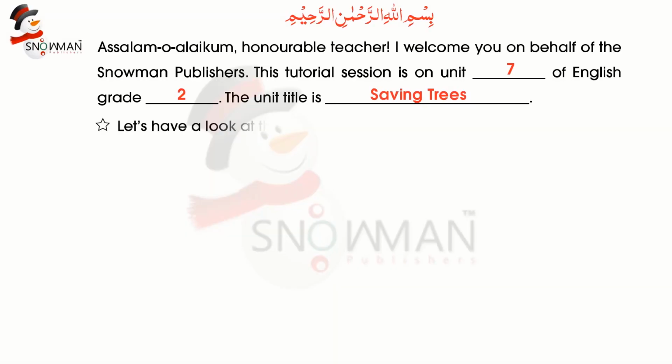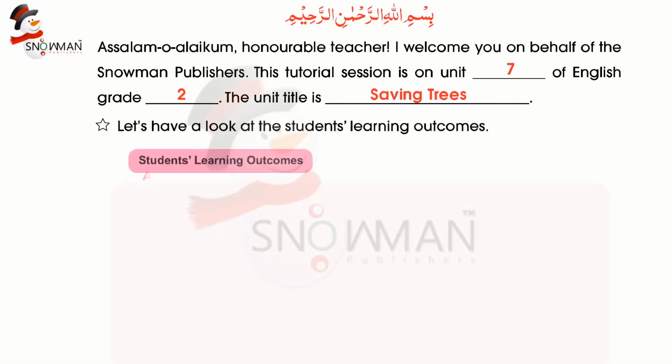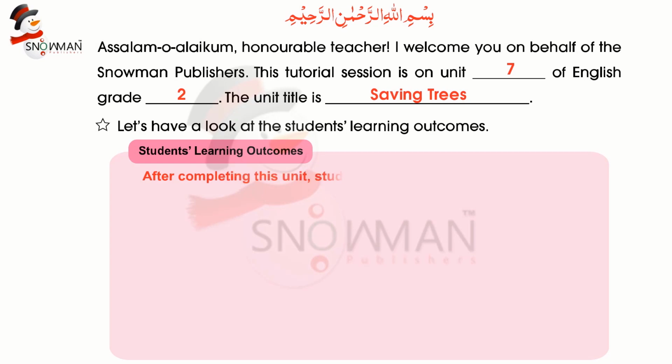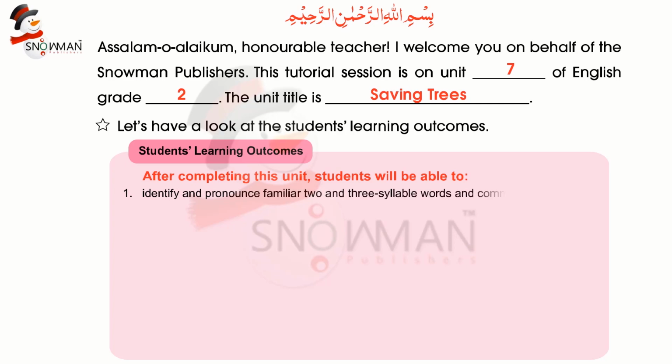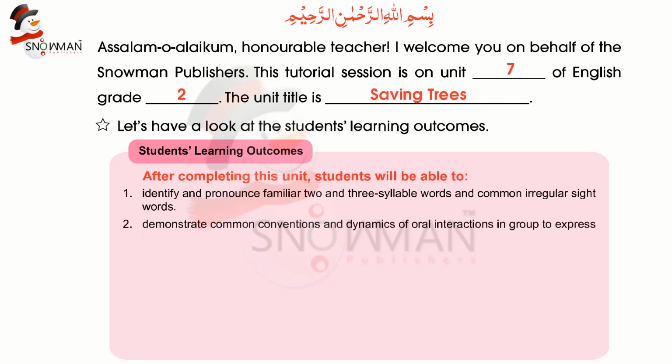Let's have a look at the students' learning outcomes. After completing this unit, students will be able to identify and pronounce familiar 2 and 3 syllable words and common irregular sight words. Demonstrate common conventions and dynamics of oral interactions and group to express likes and dislikes.